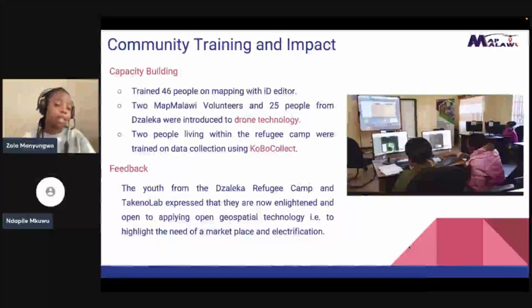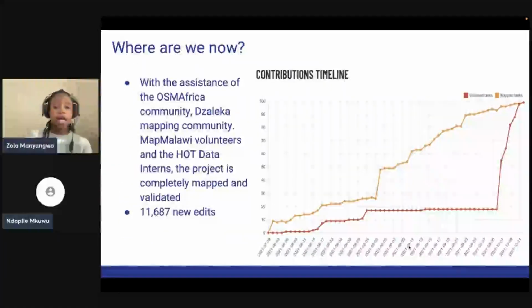So far, the feedback that we've gotten from the youth themselves is that they've been enlightened and empowered to use and apply geospatial technology in addressing different issues. As much as we wanted to map out education centers, health centers, and the water points, they said, you know what, we might want to map out electrification and markets in the future. And the fact that we have now given them the skill to do it, they're more than willing to do it after this project.